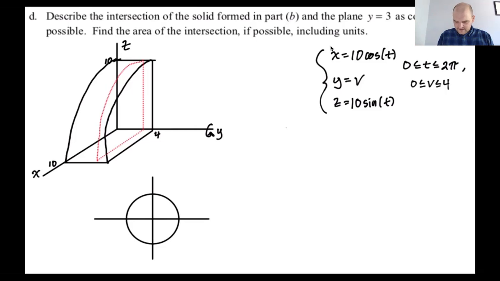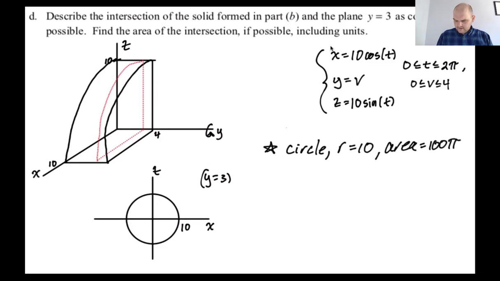So we're actually in the plane y equals 3. And we're getting, so this will be x and z and 10. So we're going to get the circle x squared plus z squared equals 100. So let's describe it. We're going to get a circle with a radius of 10. And I guess we should say the area is 100 pi units squared. So that's like a description.